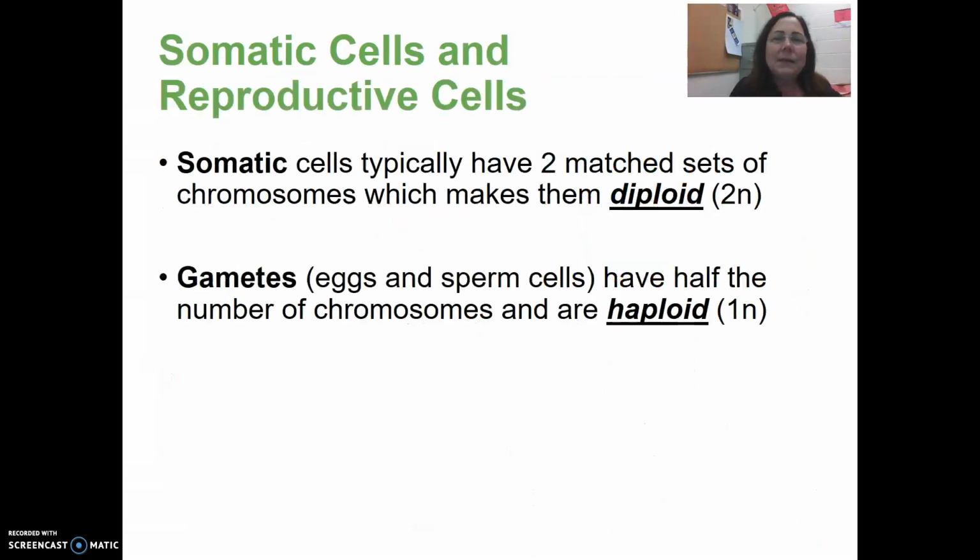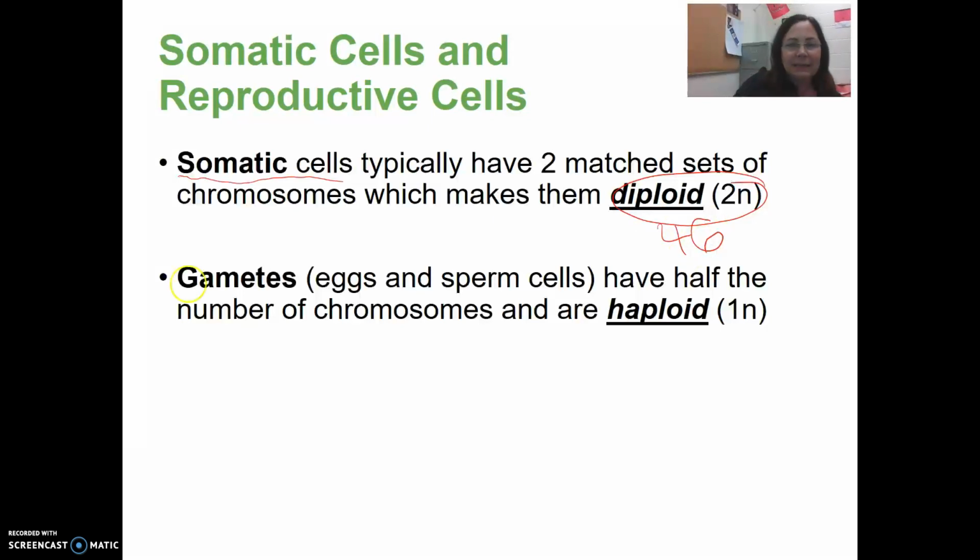Okay, so cells in the body that are not sex cells. If they're not sperm or egg, we call them somatic cells, just body cells. These cells can be nerve cells or skin cells or blood cells, bone cells, any of the cells of your body that are not a sperm or an egg. They are called somatic cells. And somatic cells typically have two sets of chromosomes, and so we call them diploid. In humans, the diploid or 2N number of chromosomes is 46, or 23 pairs.